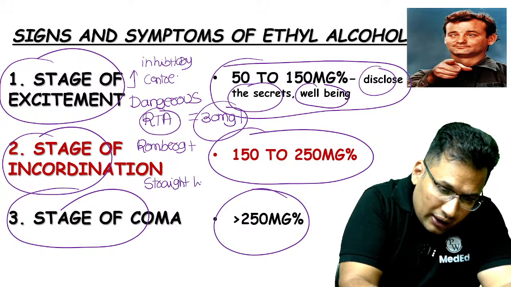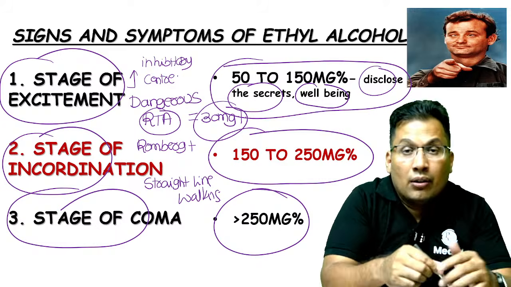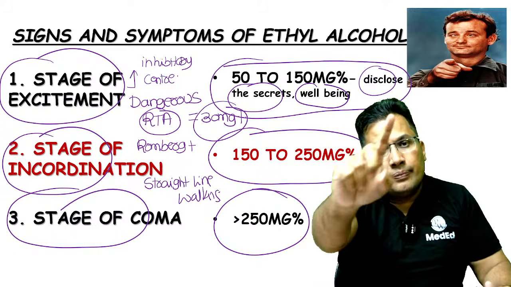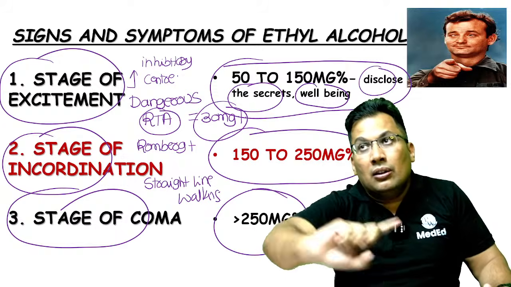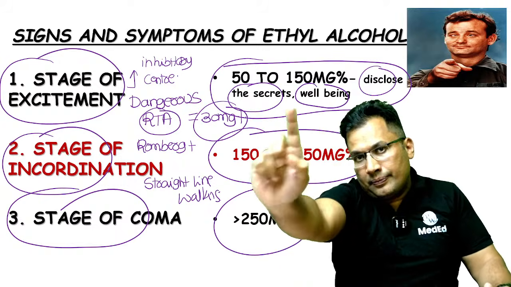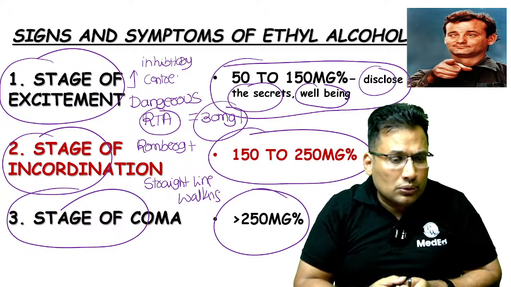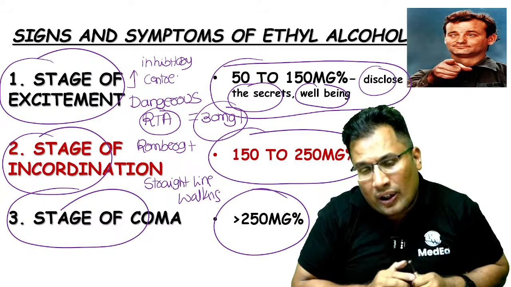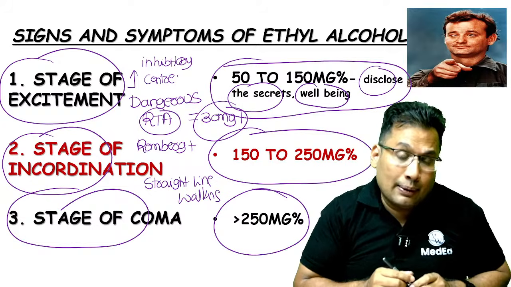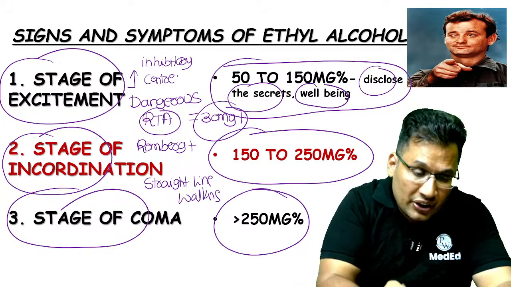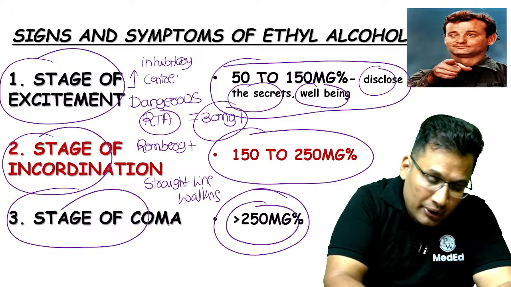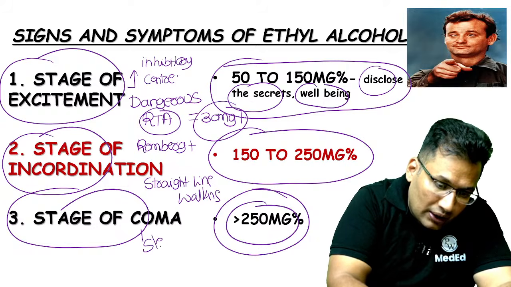Straight line walking test, that is abnormal. Finger nose test, abnormal. Finger test, abnormal. There can be overshooting, undershooting. So that shows that he is under the incoordination. At 150 to 200 milligram percent. Then comes the stage of coma, 250 milligram percentage. So leads to sleep.